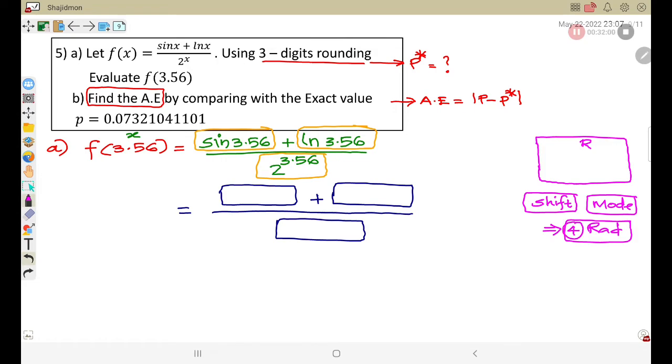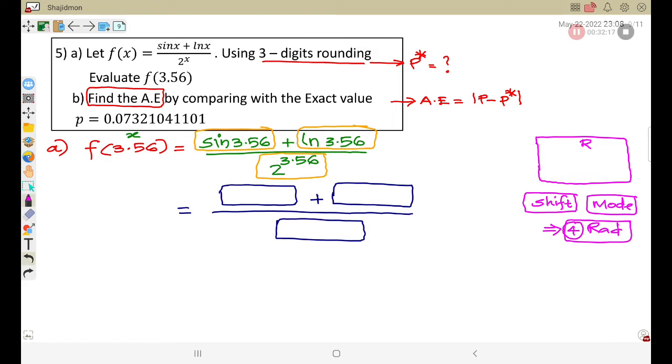If you want to change to degree mode later, you can use Shift Mode 3. 3 is the degree mode. Okay, so by default we are doing radian mode here. A sine function is there, so radian mode it should be. So use this: Shift Mode, rad mode.